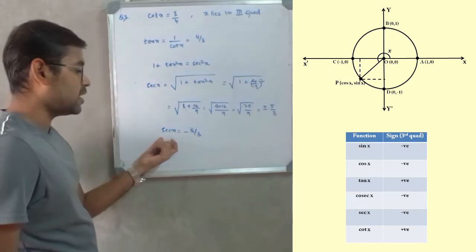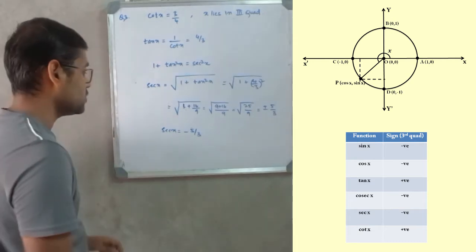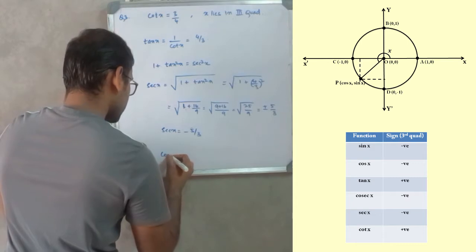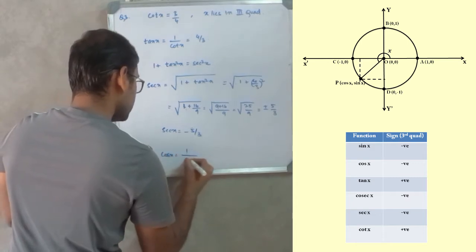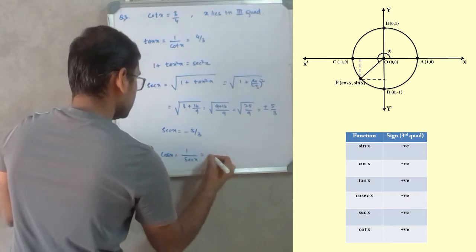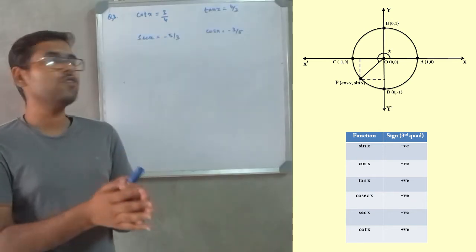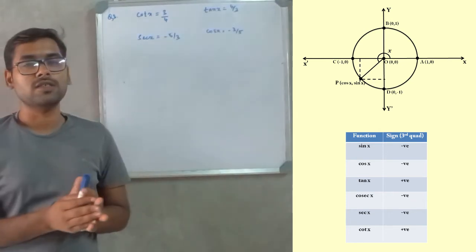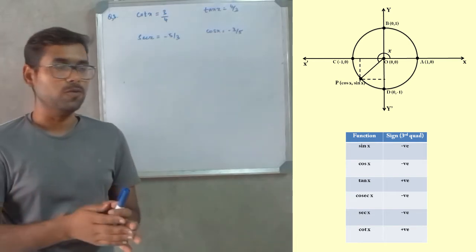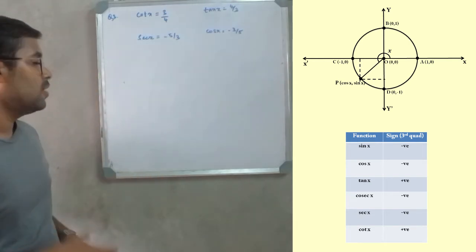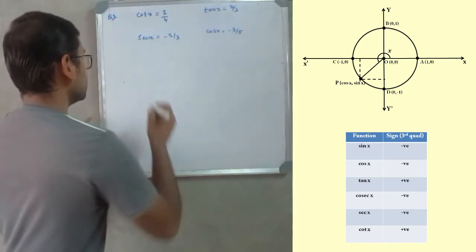Guys, if I know the value of sec x, I can easily find the value of cos x. Here cos x will be 1 by sec x, which will be minus 3 by 5. Guys, now that we know the value of these four trigonometric functions, let us find the other two, which are sin x and cosec x. Let us first find the value of cosec x.